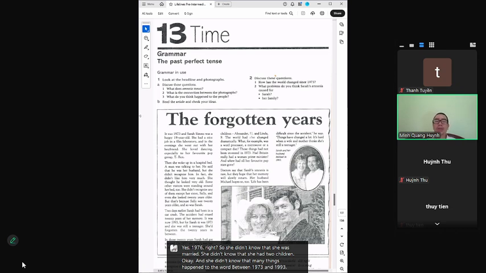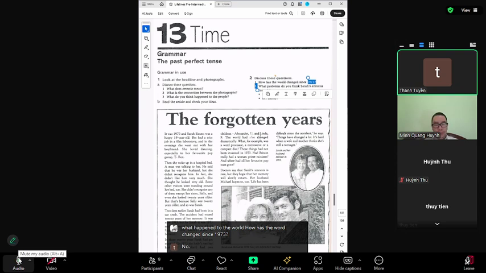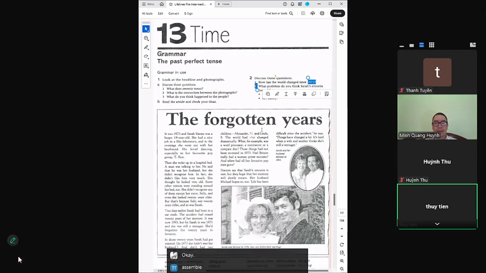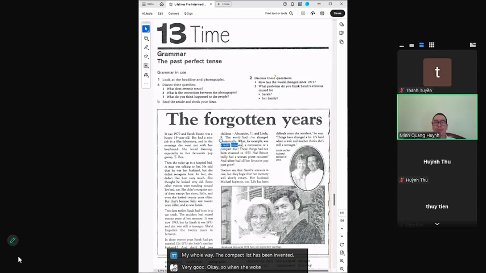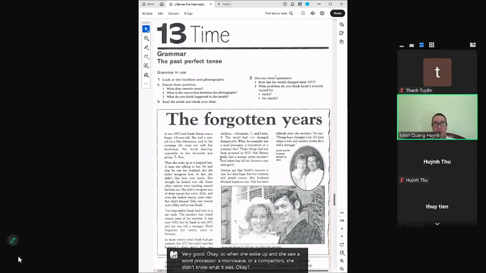Okay, what happened to the world? How has the world changed since 1973? The world changed many things. For example, a word processor, a microwave, a compact disc have been invented. Very good. So when she woke up and she saw a word processor, a microwave, or a compact disc, she didn't know what it was. Okay? What else?